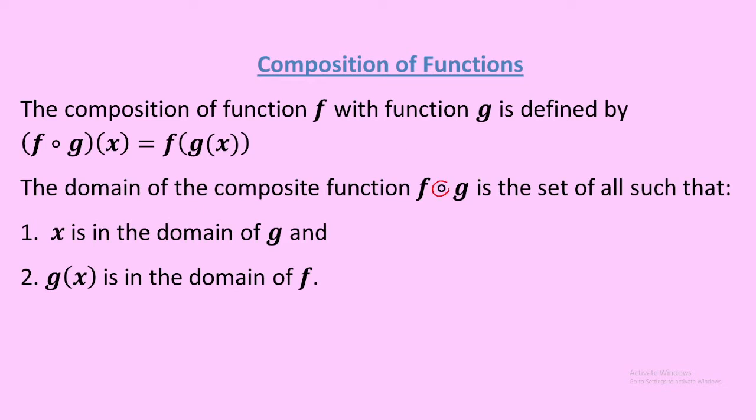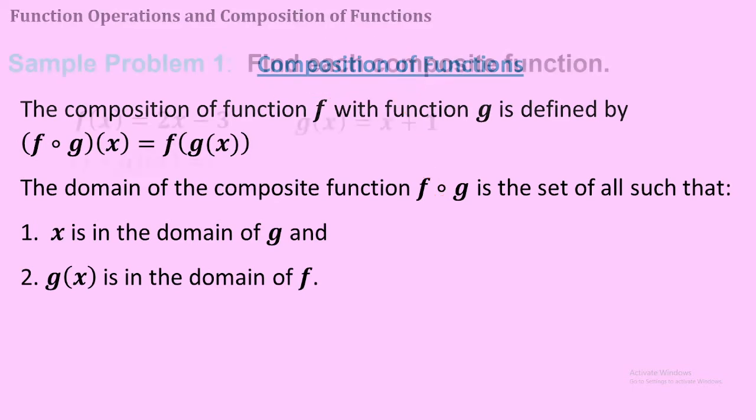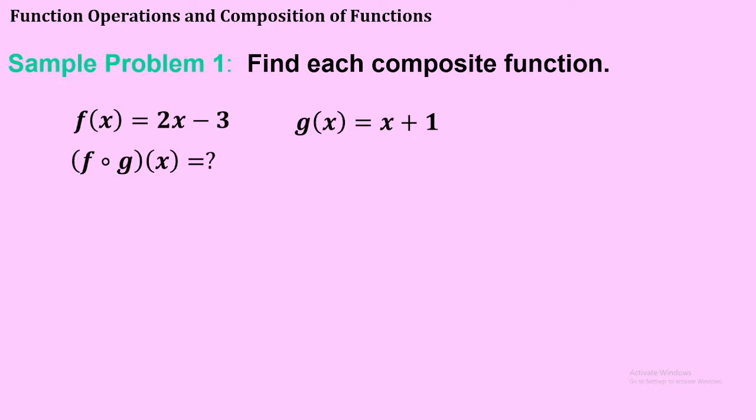The symbol for composition is this. If you see this symbol over here, you're simply taking its composition. It is a set of all values such that x is in the domain of g and g of x is in the domain of f. Now, to further explain this, let's go to our first example so we can understand it better.